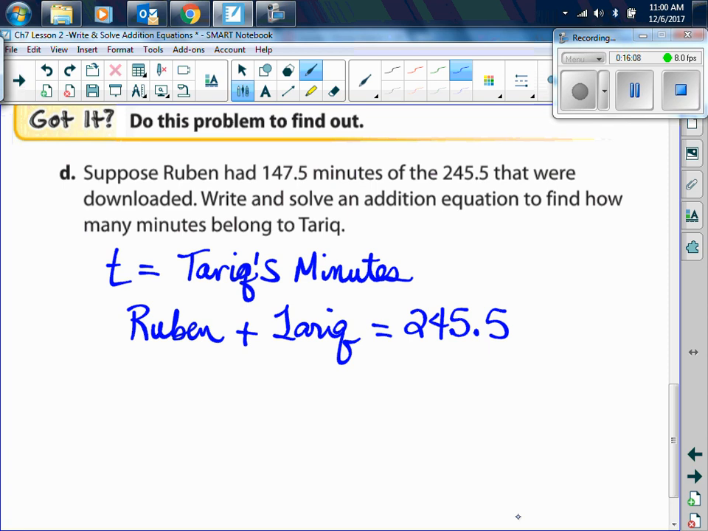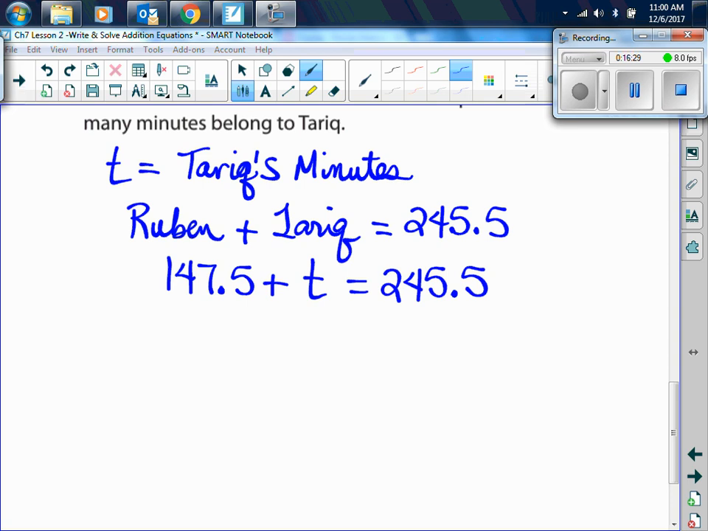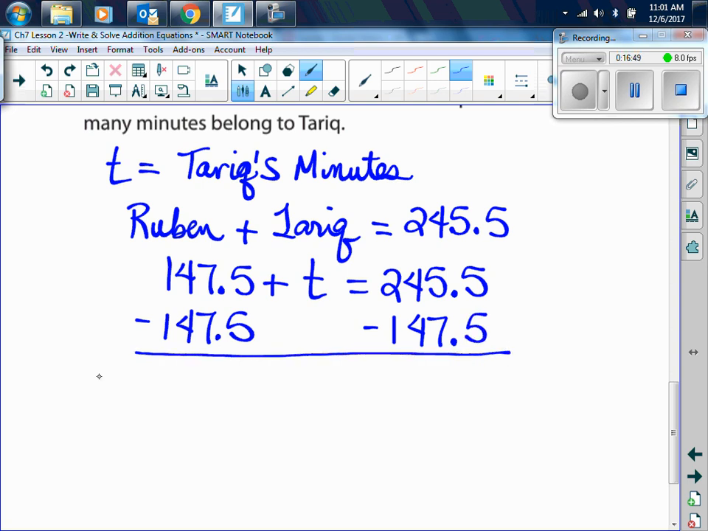So now we can substitute in what we know. We know Ruben has 147.5 minutes. Tariq is our unknown, so that's the T, and that equals 245.5. So now, to get the T by itself, what are we going to do? Subtract. We're going to subtract, very good, 147.5 on both sides of the equal sign. Minus 147.5. Draw your line, and now you can subtract.